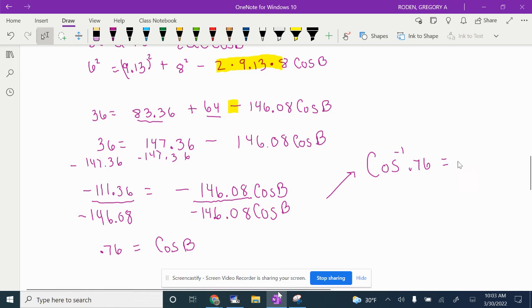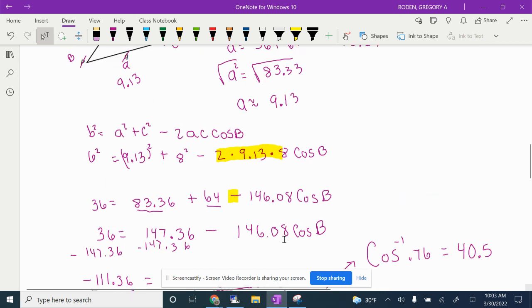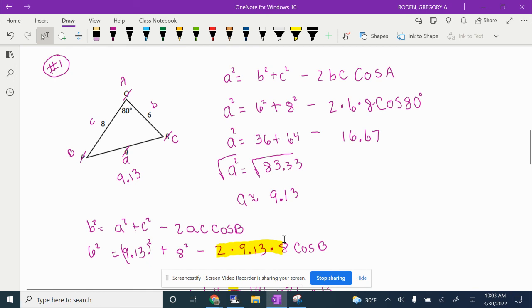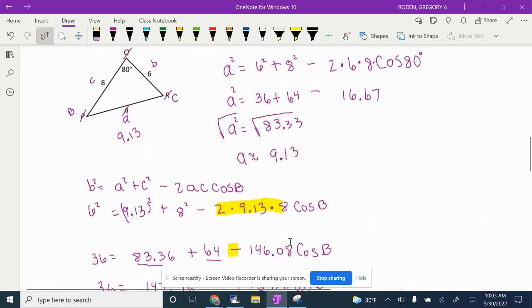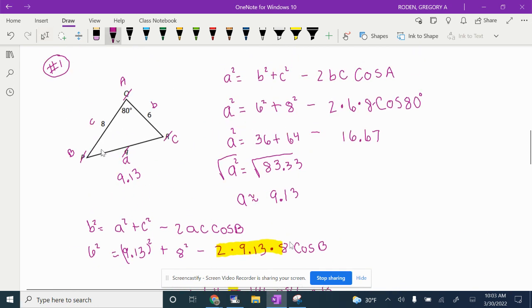And what is the inverse cosine of 0.76, class? 40.5. Now, does that seem like a reasonable answer, a 40.5 degree angle? Sure. Yeah, we can round to the nearest whole degree. That's fine. So we could call that about 41 degrees. See that? And then it's easy breezy now, because all we have to do is our triangle angle sum theorem, and that's going to be a 59.